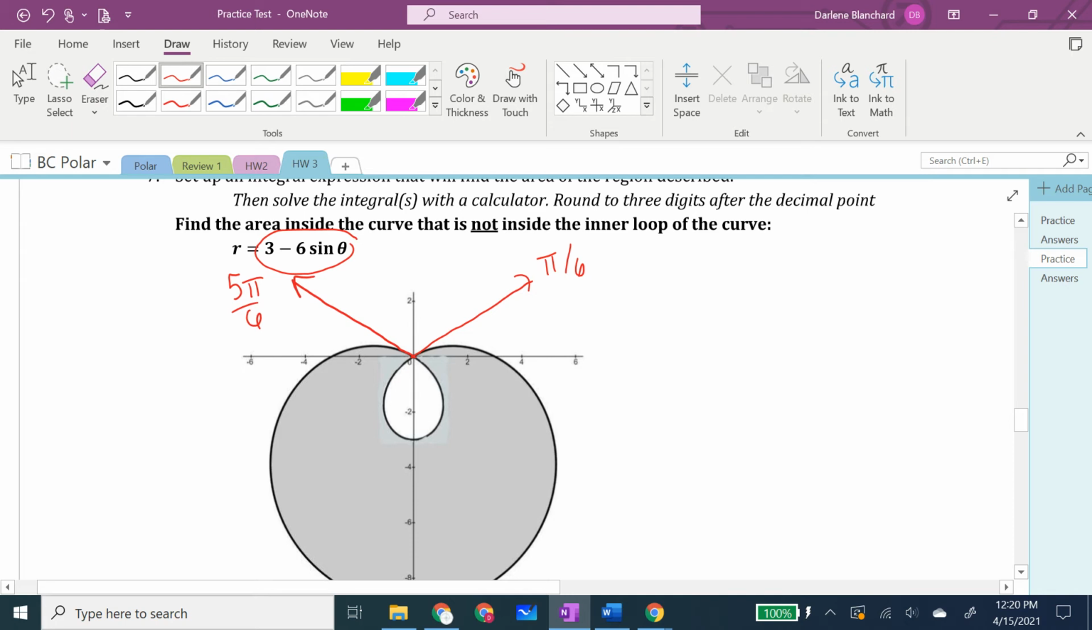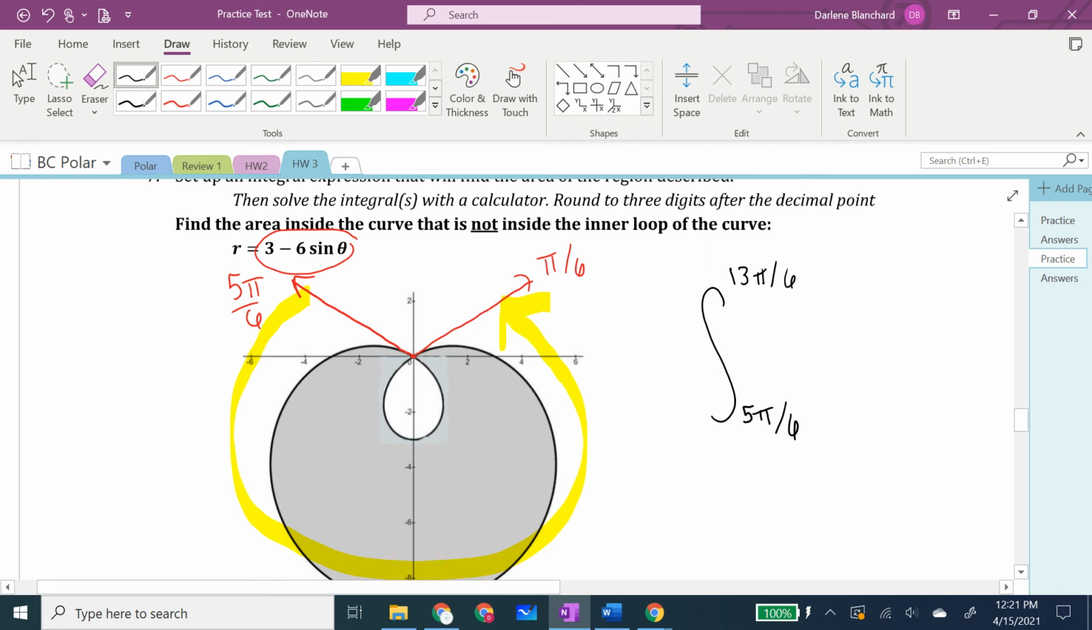You're going to first integrate from this angle over to this angle, but it has to be that direction. So it's not 5 pi over 6 to pi over 6. You have to integrate from 5 pi over 6 to 2 pi more than pi over 6. And then you've got your formula, 1/2 r squared d theta.